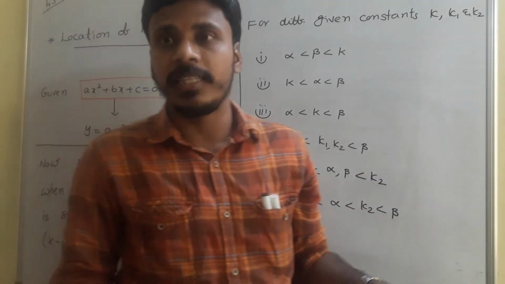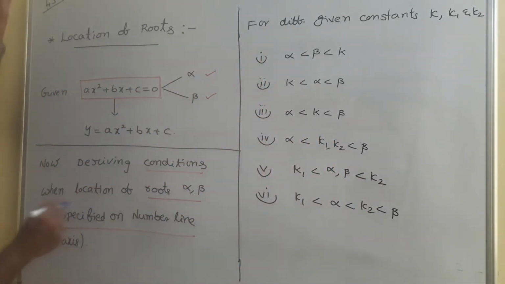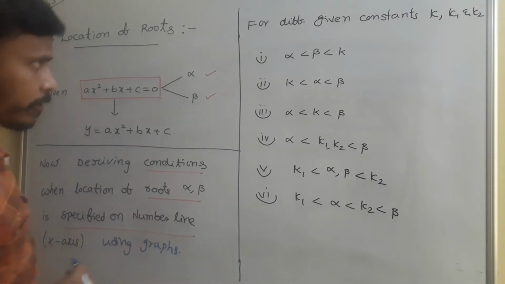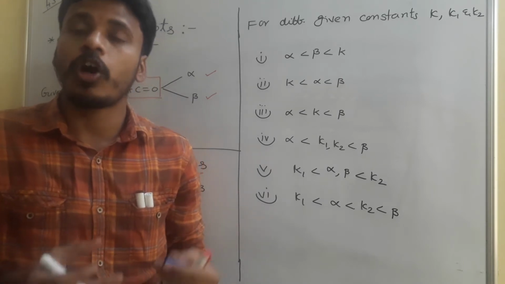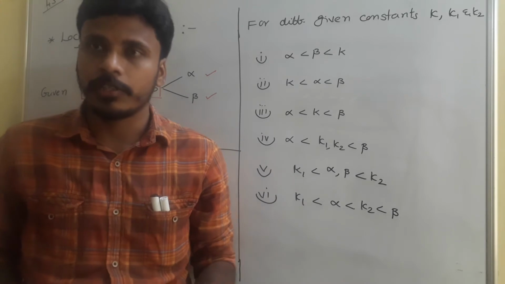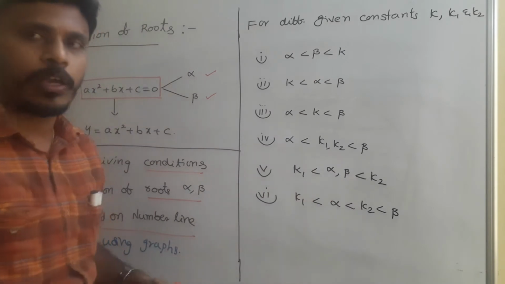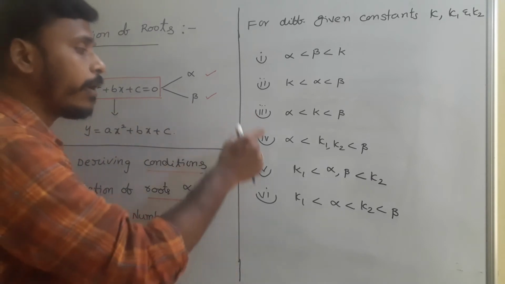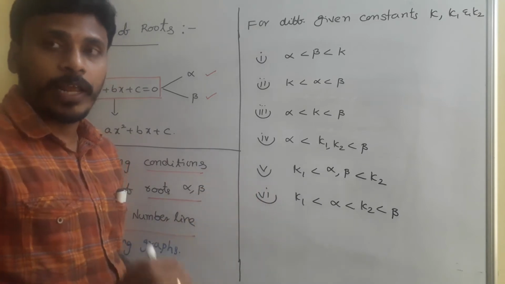We are going to analyze the graph. Deriving conditions is possible only through the graph. So, deriving conditions when the location of roots is specified on the number line, by analyzing the graph of the expression. How can they specify the position of the roots on the number line, and how can we derive the conditions? We will derive the conditions in all different cases. These are the 6 major cases. Not only these 6, you may face some other situations also, but these are the major 6 cases. In these 6 cases, one by one we are going to derive the conditions.